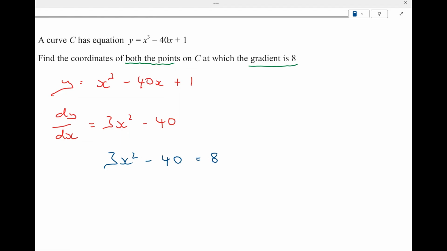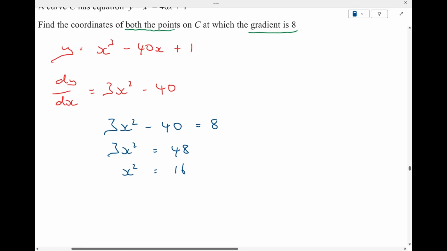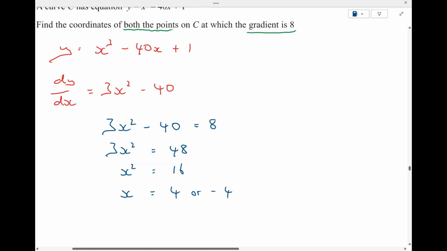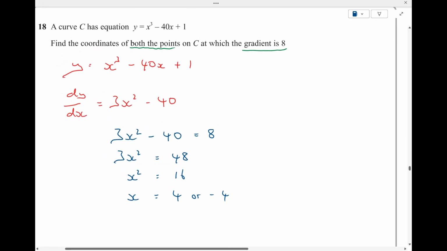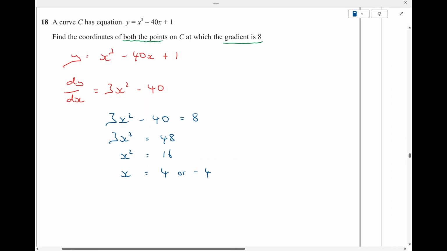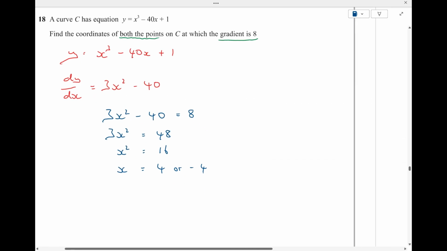What values of x make 3x squared minus 40 equal 8? x squared is 16, so x is plus 4 or minus 4. Now, have I answered the question? Find the coordinates of both points. I haven't found the coordinates of both points, have I? I found the x-coordinate of both points, but now I better find the y-coordinates of each of those points.